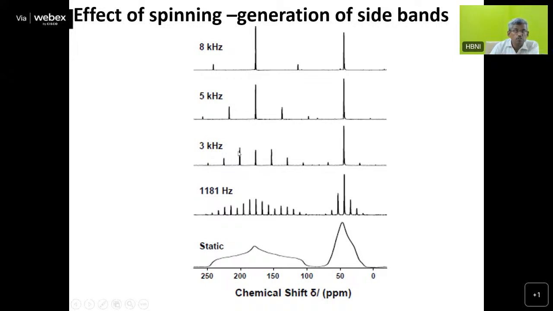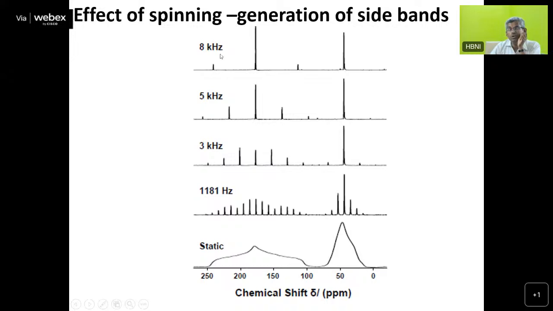If peaks are shifting, for example, this peak and this peak are shifting, that means they are not genuine peaks and they are sidebands. They are not characteristic of the nuclei. So this is nothing but the CO group peak and this is nothing but the CH2.